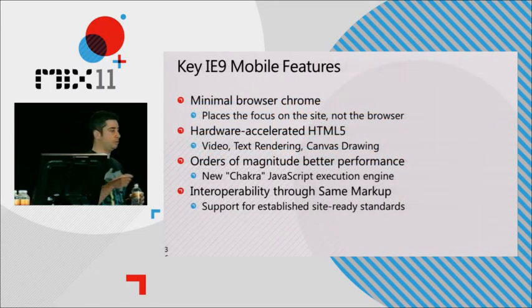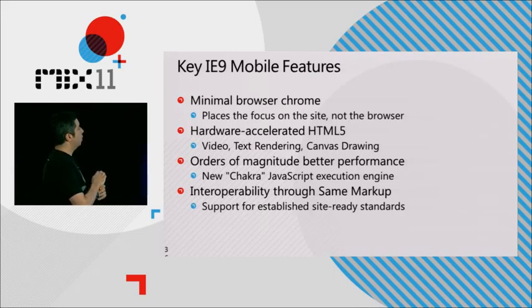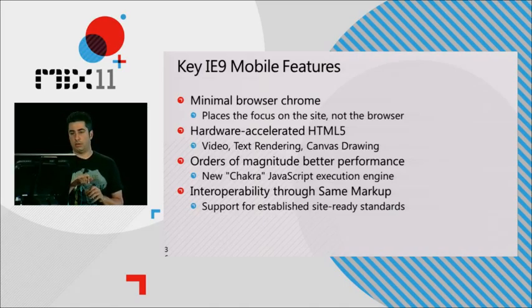So let's talk about the stuff that's key for mobile, though, right? So key for mobile is we minimized the Chrome. We did hardware-accelerated HTML5, which we talked about. The new Chakra JavaScript engine that the guys in IE9 built, we ported that over to the phone as well. The difference there is they get native JIT features on the desktop. So when the JavaScript engine compiles the code, it actually does jitting. We don't have that on the phone just yet, and I don't think that we're going to have it for Mango, but we're working on it. And then we talked about interoperability.